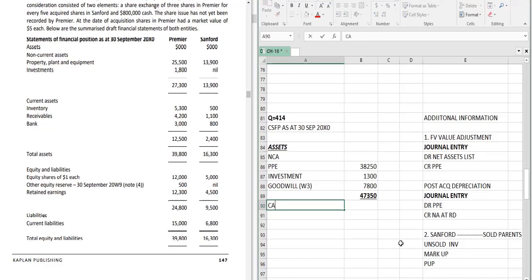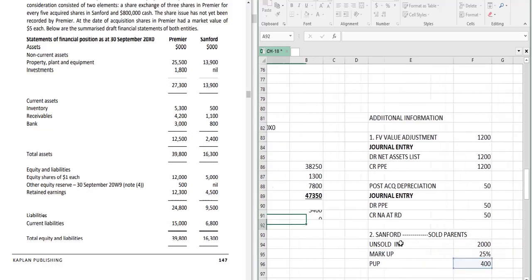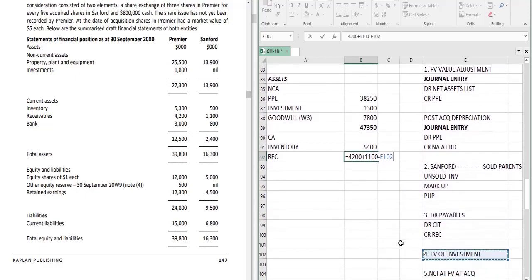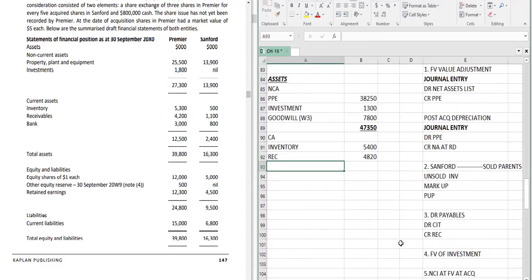Now current assets. In current assets we have inventory. The amount is 5300 plus 500, and we will deduct the PUP which we have calculated here. Okay, so we have 5400 as inventory, and for receivables we will add both receivables, 4200 plus 100. We will deduct the intra-company transaction. Here we have the receivable amount 480. So 4820 is the receivable balance for the consolidated statement of financial position.